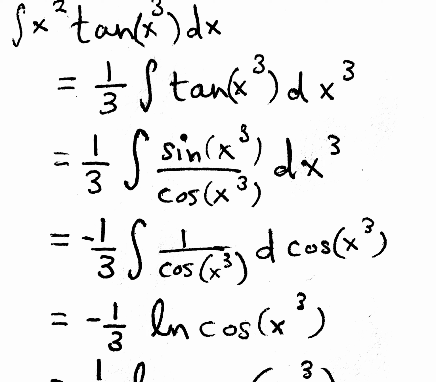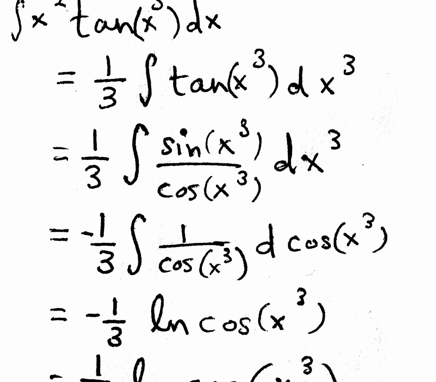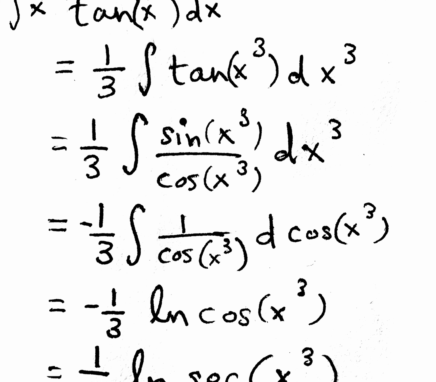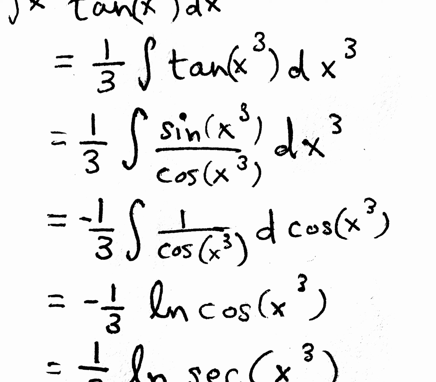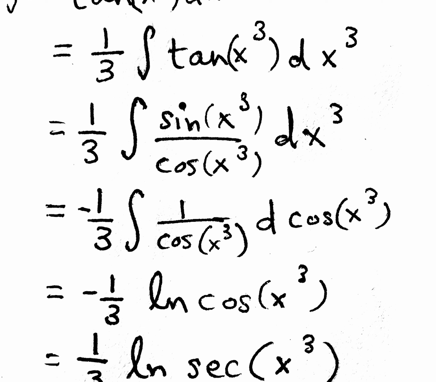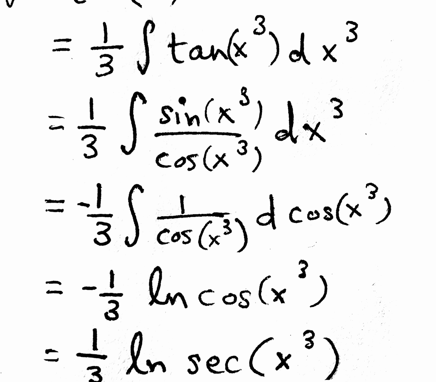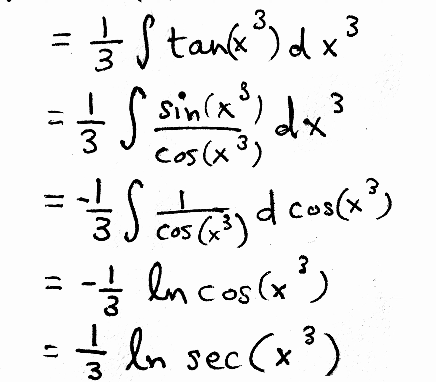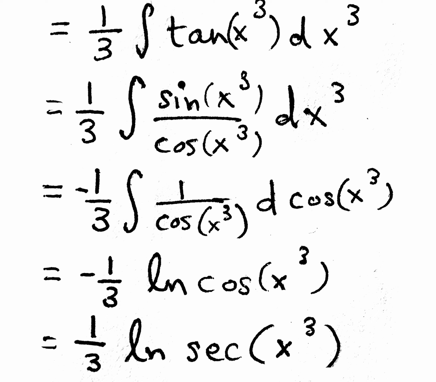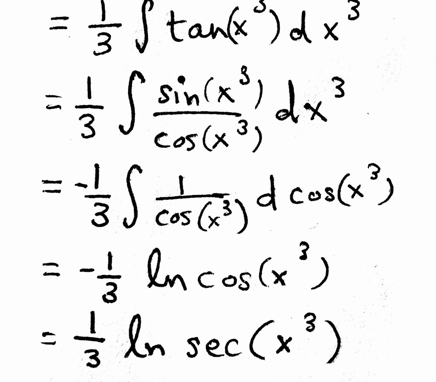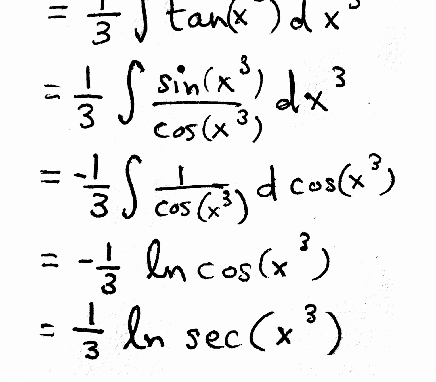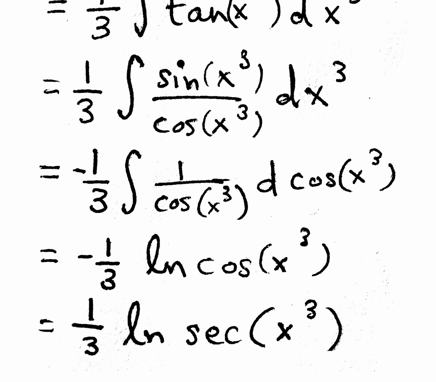And since we ended up with an ln as the final answer, we can take that negative on the outside and pop it into the ln in order to invert the cosine of x cubed. This gives us 1 over cosine of x cubed inside the ln. 1 over cosine x cubed is simply secant of x cubed. So your final answer is going to be 1/3 of ln secant x cubed.